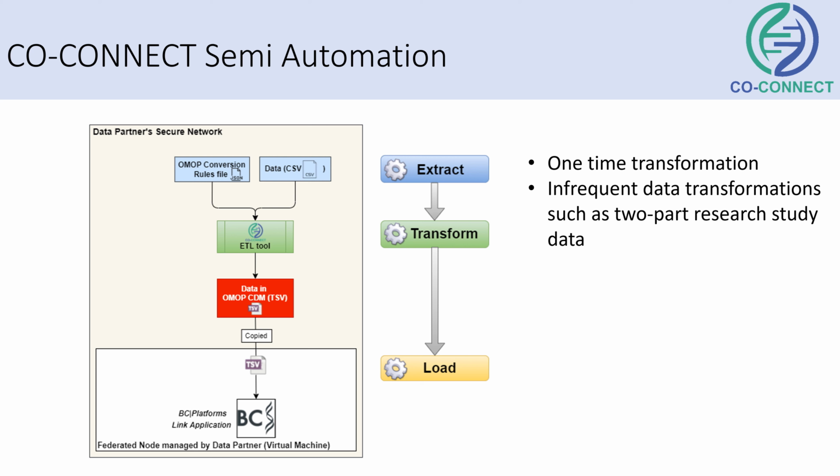CO-CONNECT ETL tool also allows semi-automated approach, which could suit scenarios in which data partner has complete or part study cohorts which require one-time or infrequent transformations. In this case, the CO-CONNECT ETL tool is installed on a local machine and performs the extraction and transformation of the data outside the VM, and outputs OMOP CDM in a TSV file format instead of directly exporting it to BC-Link. The TSV files can then be copied to the VM and uploaded to the BC-Link using command line interface or graphical user interface.